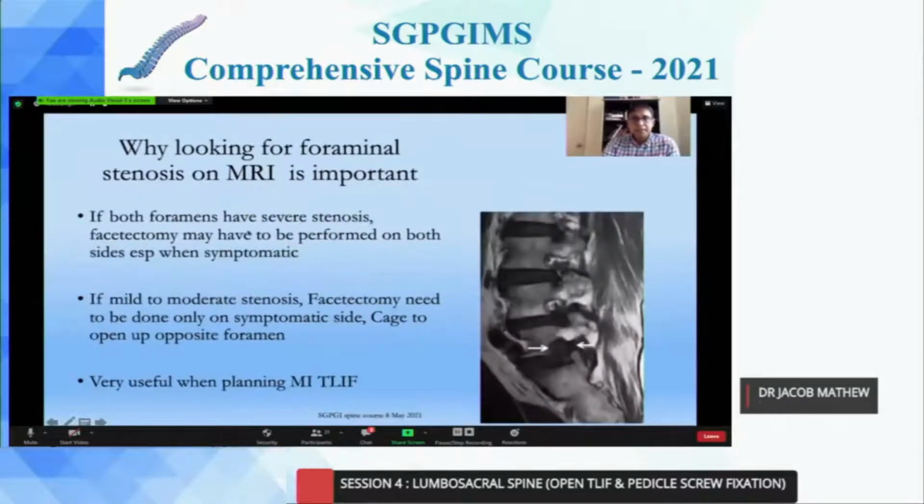So why is looking for foraminal stenosis important? If both foramens have severe stenosis, bilateral facetectomy will have to be performed, especially if both sides are symptomatic. And as you know, it's a little difficult in MIS TLIF to do bilateral. But if there is only mild to moderate stenosis, facetectomy need be done only on the symptomatic side. So we can put a little bigger cage to open up the opposite foramen.